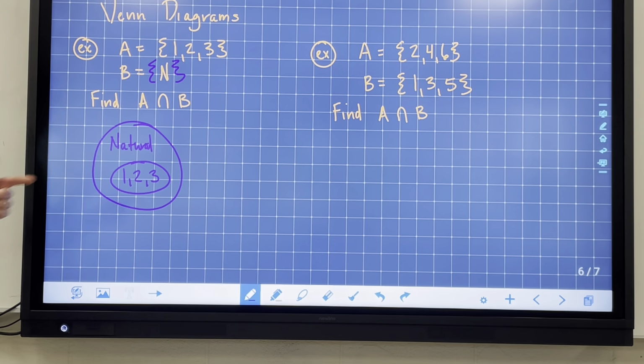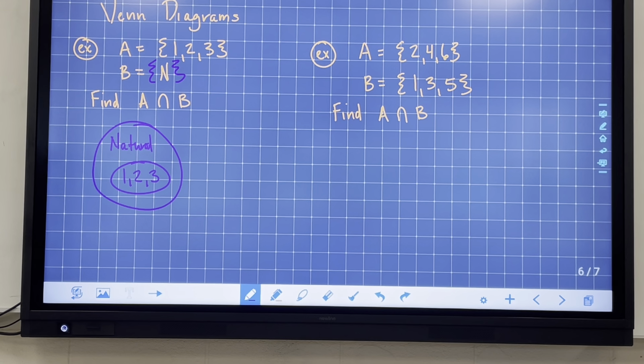And I can't do it the other way, because not all the natural numbers fit into the group of 1, 2, and 3. 1, 2, and 3 is a very small group. So it fits inside. It's actually a subset of natural numbers.